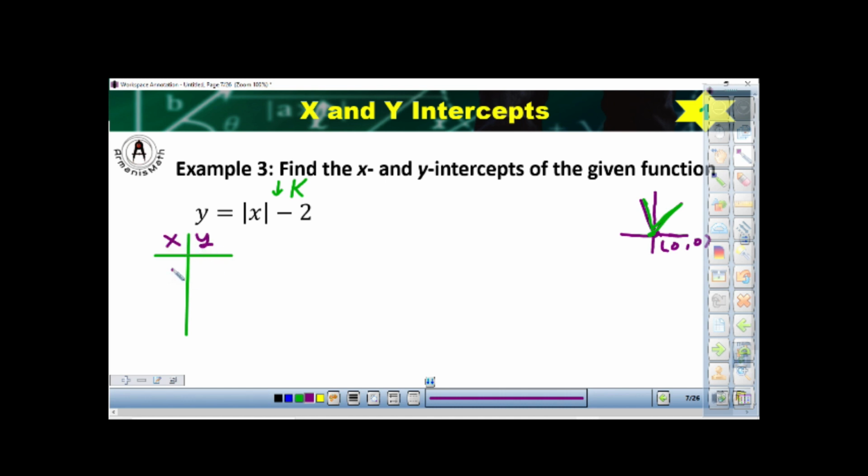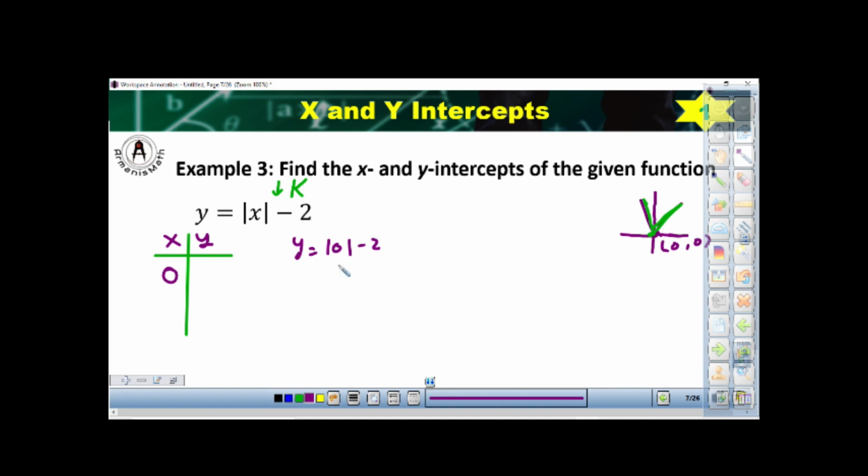So if I put 0 for x, remember you put 0 for x, that's going to give you the y-intercept where you're touching the y-axis. Okay, if x is 0, let me solve it here. So if x is 0, y equals the absolute value of 0 minus 2. Well, the absolute value of 0 is 0.